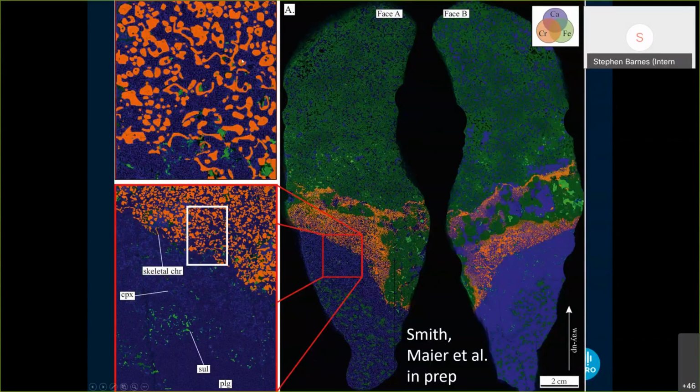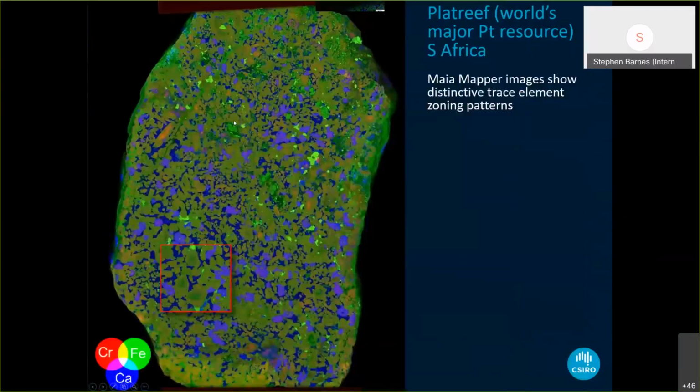Now, spinel doesn't normally grow that way. The only way it grows that way is if it's growing as dendrites. In other words, it's growing rapidly from a supercooled magma. So that's another really interesting insight that comes out of looking at these rocks.